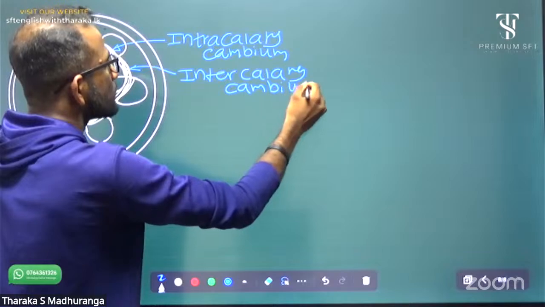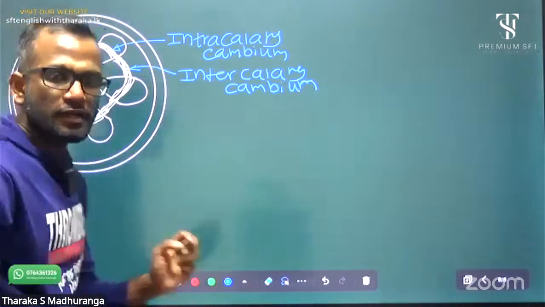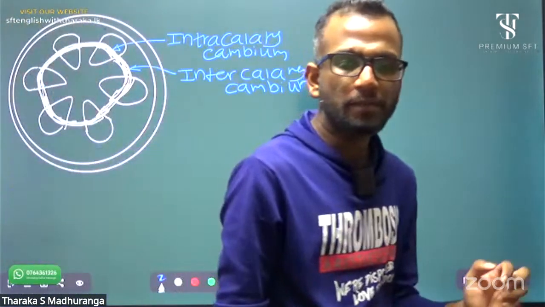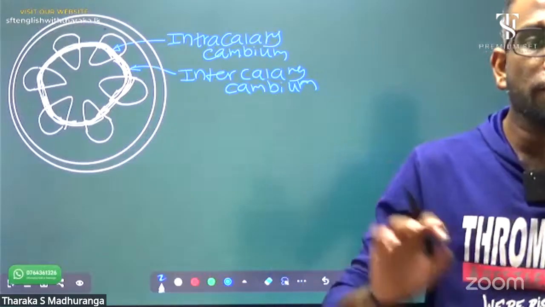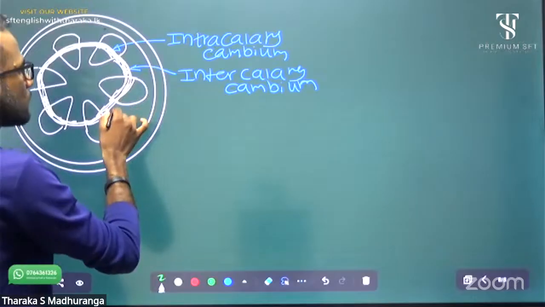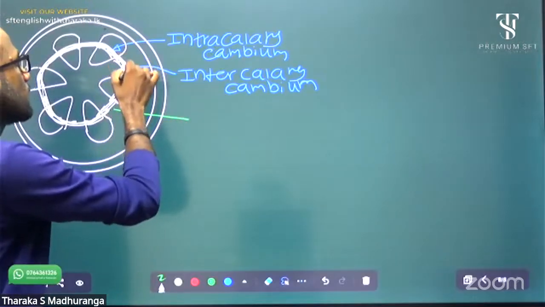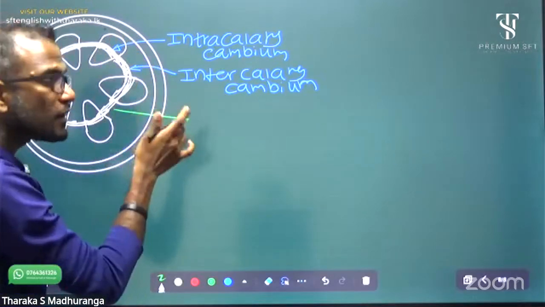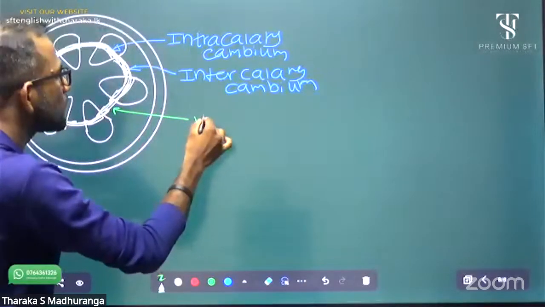Okay. As a result of this development of intercalary and intracalary cambium, what happened? It developed the vascular cambium now. What do we call it? Vascular cambium. When it is developed as a ring, we called that the vascular cambium.